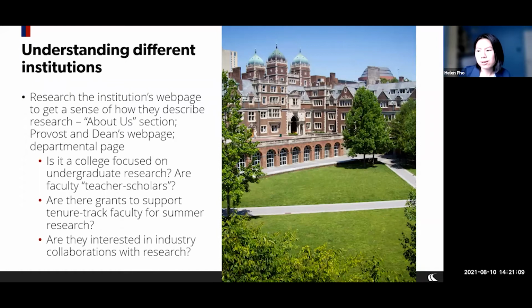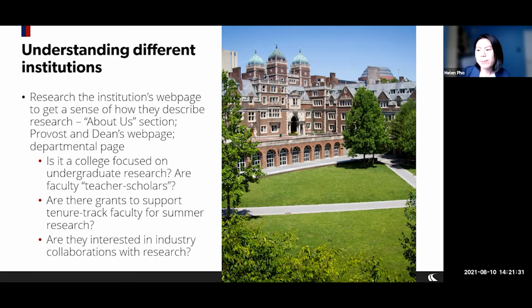So I have here a couple of things that you might find out. If you're looking at a provost page or a department page, you might get a sense of whether this is a college that is focused on undergraduate research. You might get a sense of whether this is a college that describes their faculty as teacher-scholars.